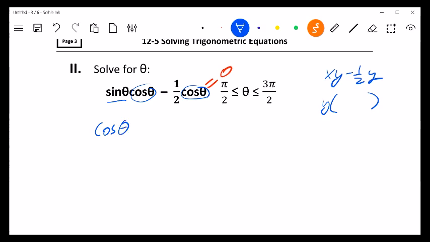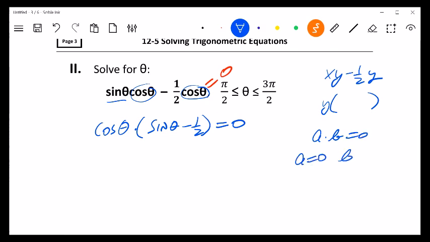So I'm going to take cosine of theta out of that and have the sine of theta minus 1/2 equal to 0, which I didn't add, but now you see it's there. And now, multiplying it, this is where we have that a times b is equal to 0. If that's true, then one of them has to be equal to 0, or both of them. So we separate them, give them each zeros, and solve them. So we're going to do just that.